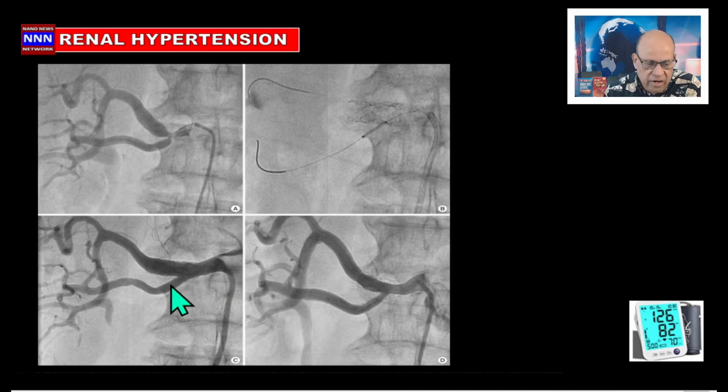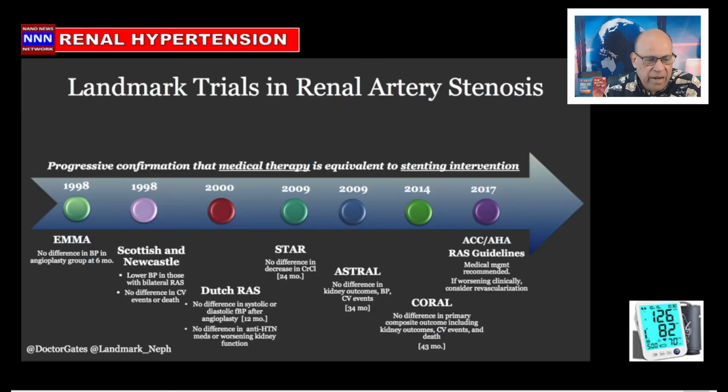You would think the renal blood flow should be reestablished, bringing down the renin level, and their blood pressure should be controlled, hopefully without any medications. Is that true? We don't know. We'll find out. And here are landmark trials in renal artery stenosis.